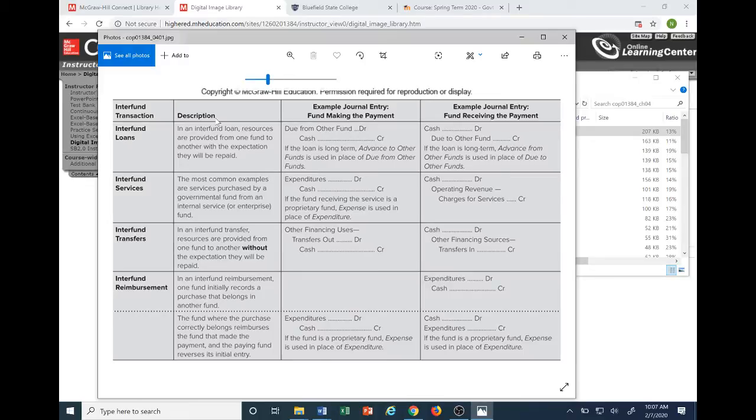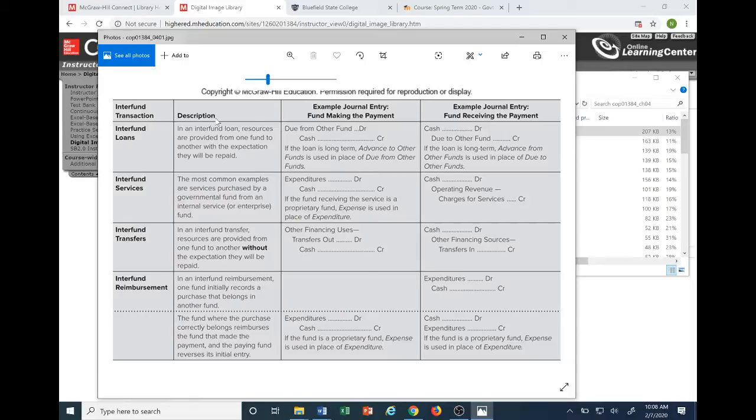The interfund transfers, what's different about that from the loan? You don't expect your money back. Right, we're just giving it to them. So it's a financing use at the source, and the receiving fund gets a financing source, and the paying fund is the one that's transferring it.